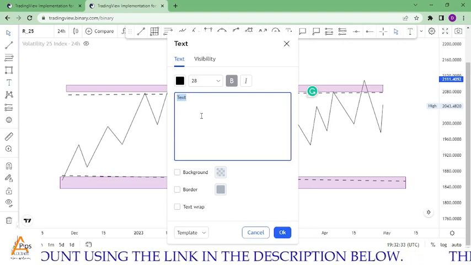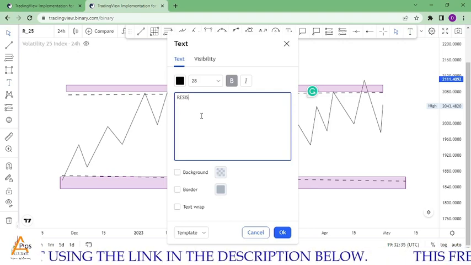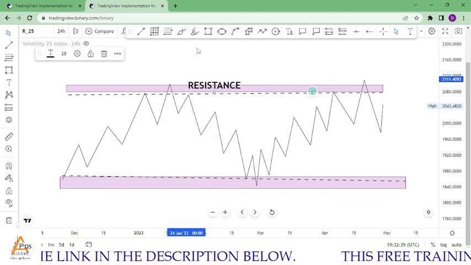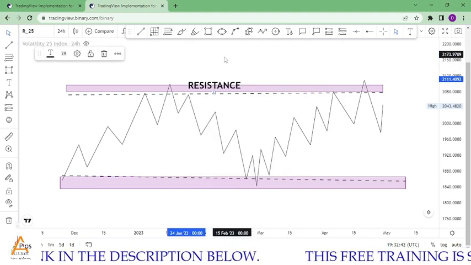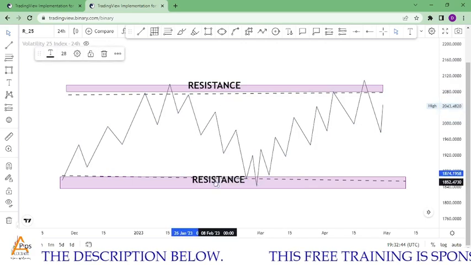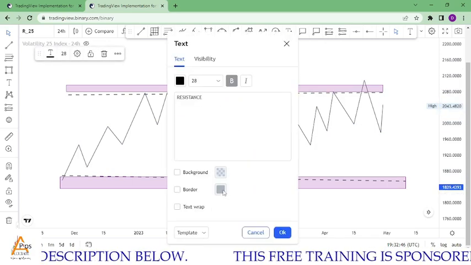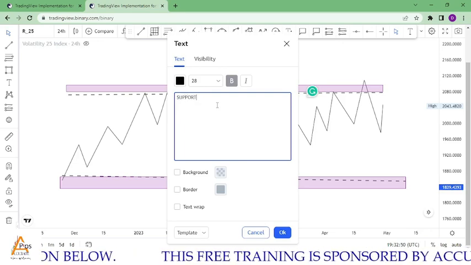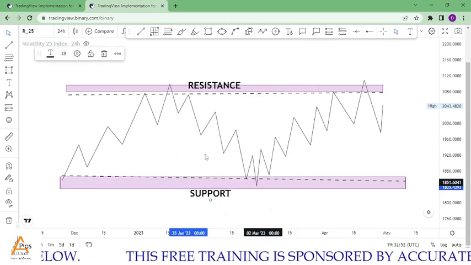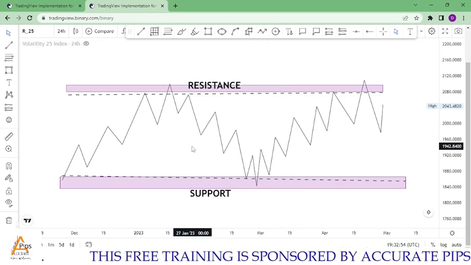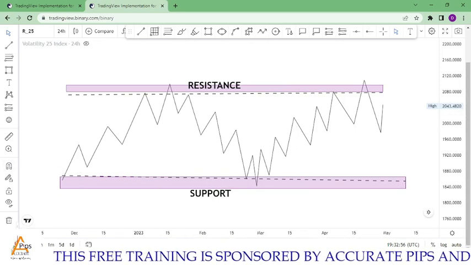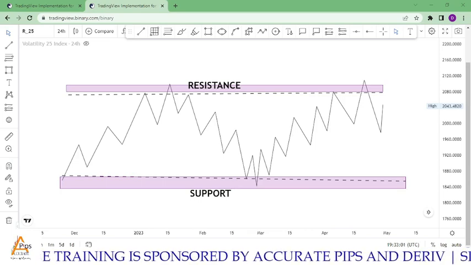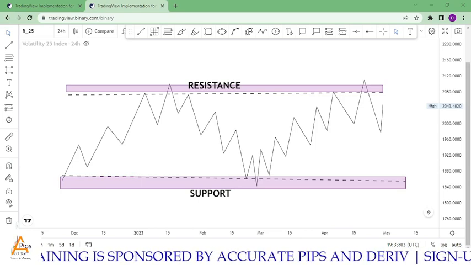Let me label them here. So this side is the resistance. This is the resistance. Then we have the support down here, the support. Now let me use some simple scenario or terminology to explain this support and resistance thing to you.